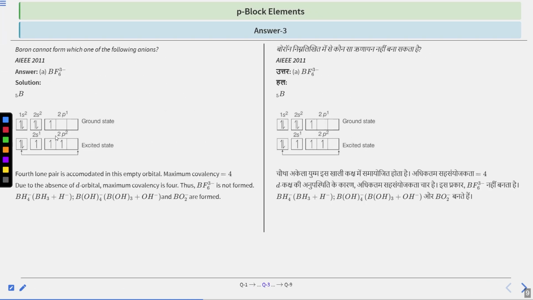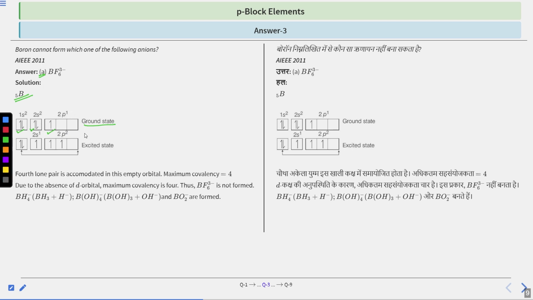Okay, let's see. The correct answer is option A, that is BF6 3 negative. You know that boron has atomic number 5, which means it has 5 electrons. The electronic configuration of boron in the ground state is 1s2, 2s2, 2p1. In terms of orbitals, it is 2 electrons in the 1s orbital, 2 electrons in the 2s orbital of the second shell, and 1 electron in the 2p subshell of the second shell.